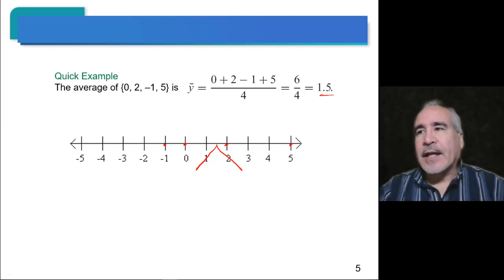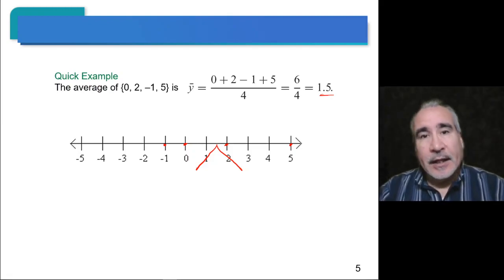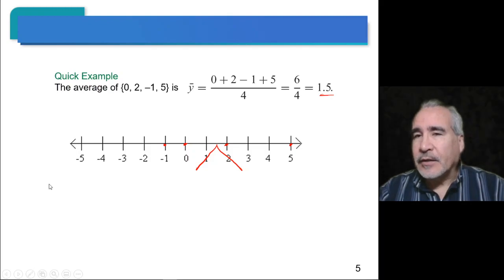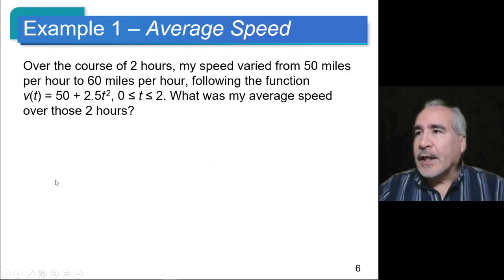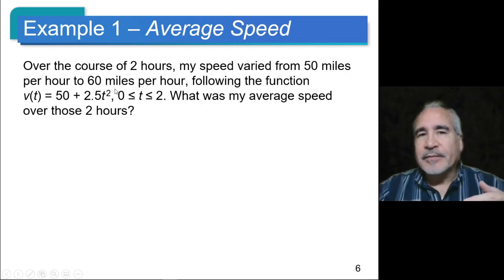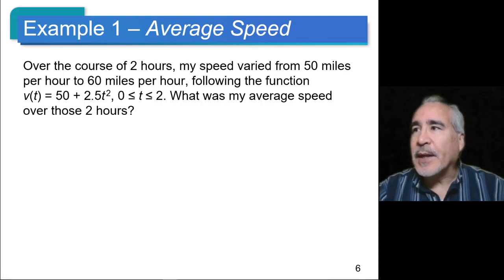And so what we're going to look at is what an average looks like in a 2-dimensional world. Okay, so this is a 1-dimensional average. So here's an example. We've got a car that's traveling, at least I hope it's a car, 50 miles per hour to 60 miles an hour. So faster, slower, somewhere between that for 2 hours.